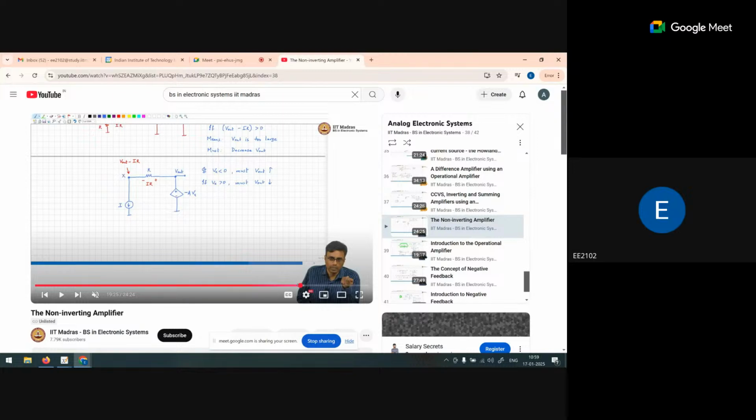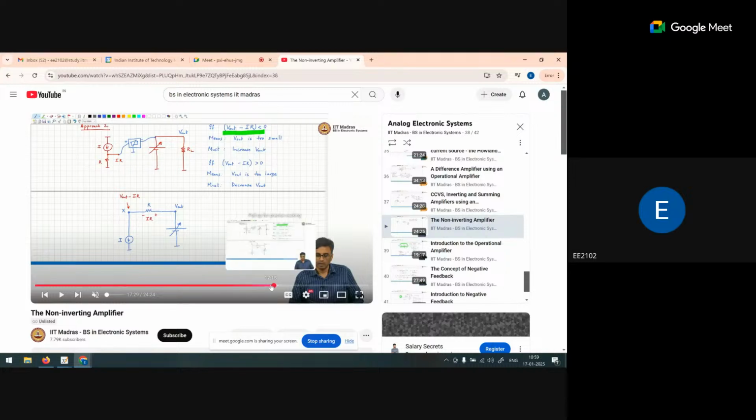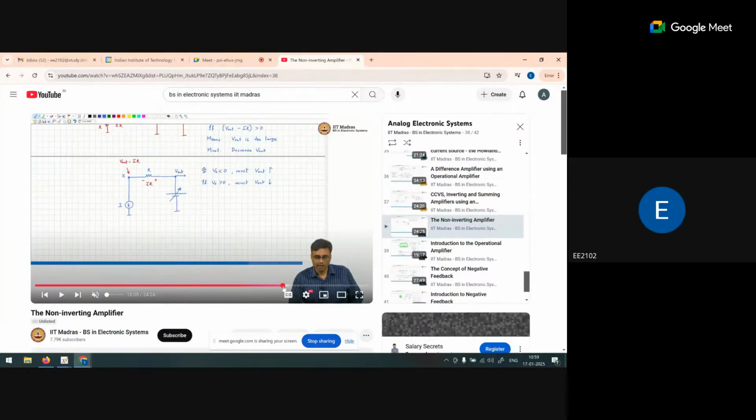They are explaining one thing here. So now what they consider is that it is a positive voltage source.